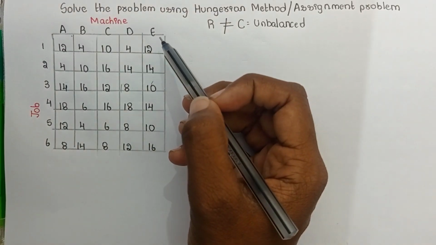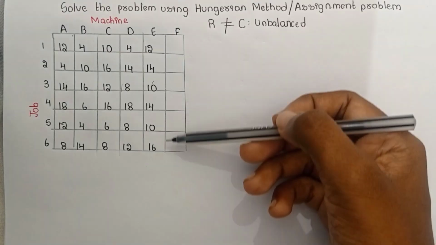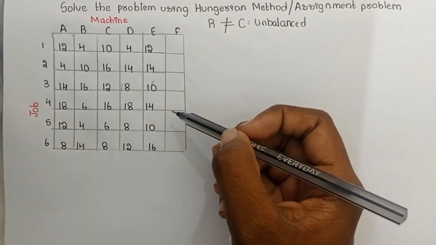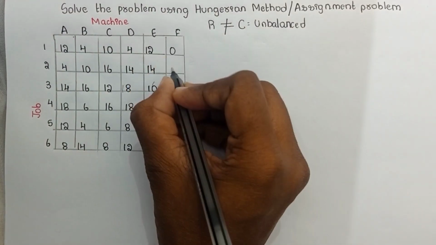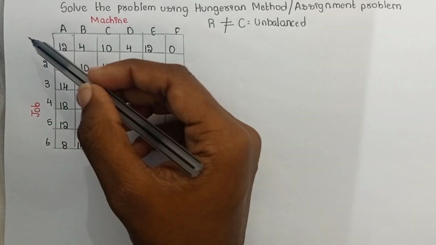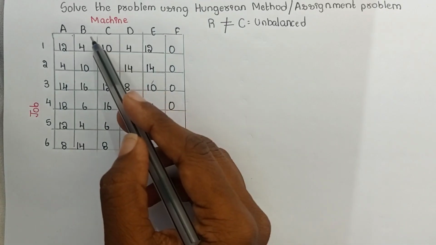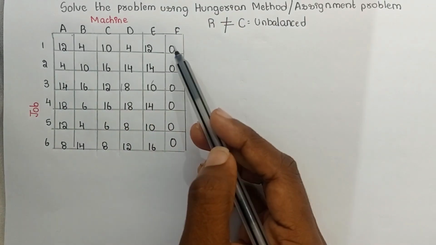So the continuation of E is F. So this will be our dummy column. In the dummy column, we'll write the values 0, 0, 0, 0, 0, 0. So the number of rows and the number of columns will be equal. The number of rows is 6 and the number of columns is also 6.